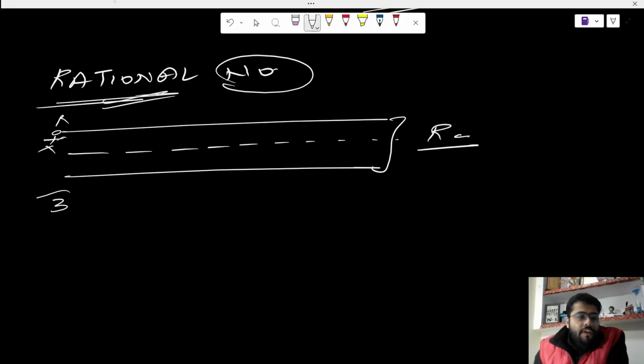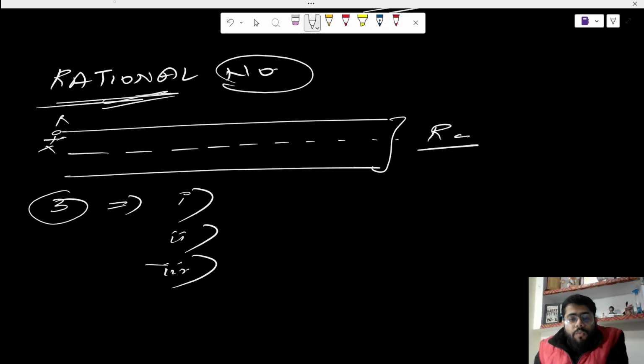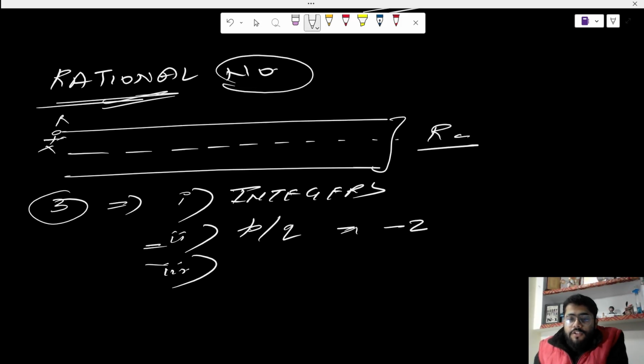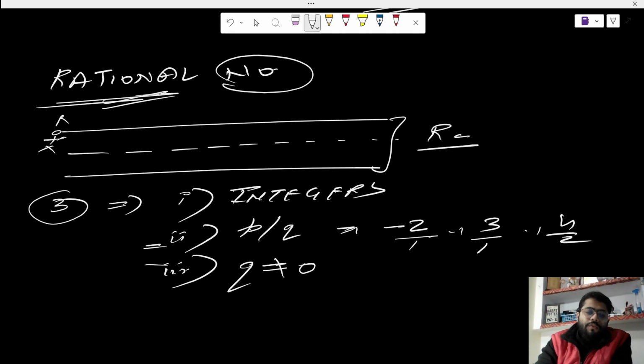And what are those rules? There are three rules for a number to be qualified as a rational number. Rule number one, the numbers should be integers. Rule number two, those integers should be in p by q format. Example, -2 is a rational number, -2 by 1 is also a rational number, 3 is also a rational number because we have a denominator 1, so is 4 by 2. And the third rule is that q, which is the denominator, should not be equal to 0. And why so? We have to understand it.